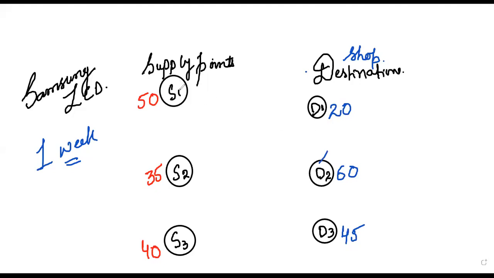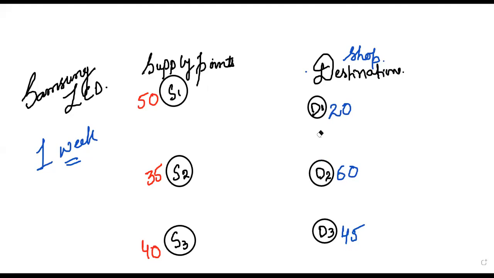It's not necessary that the number of supply points equals the number of destinations. It is not necessary. We can have 3 supply points and 4 destinations, 5 destinations. We can have 5 supply points, 2 destinations, 3 destinations. But I have taken a rough example where supply points and destinations are the same.